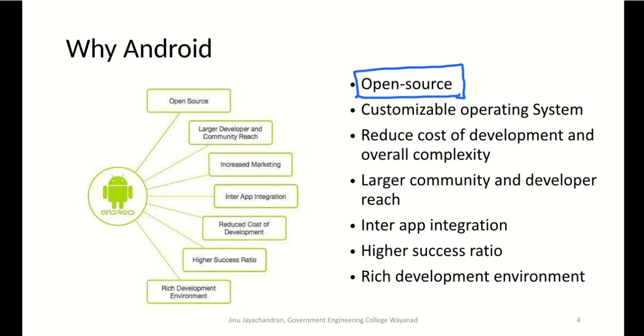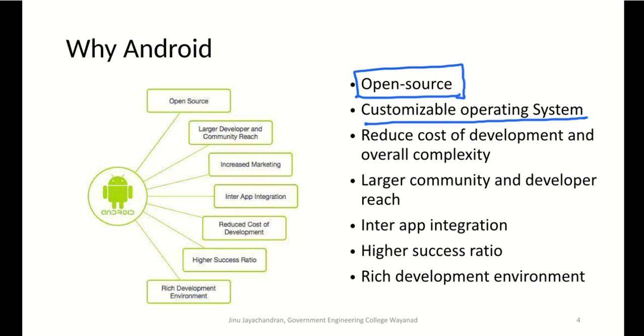Unlike Windows. Windows is not an open source operating system. You can't take the source code of the Windows operating system and modify it because it is proprietary to Microsoft, and only Microsoft employees or Microsoft development teams can use the code. So there are restrictions on who can use the code, while Android is open source, which means anybody can use it.